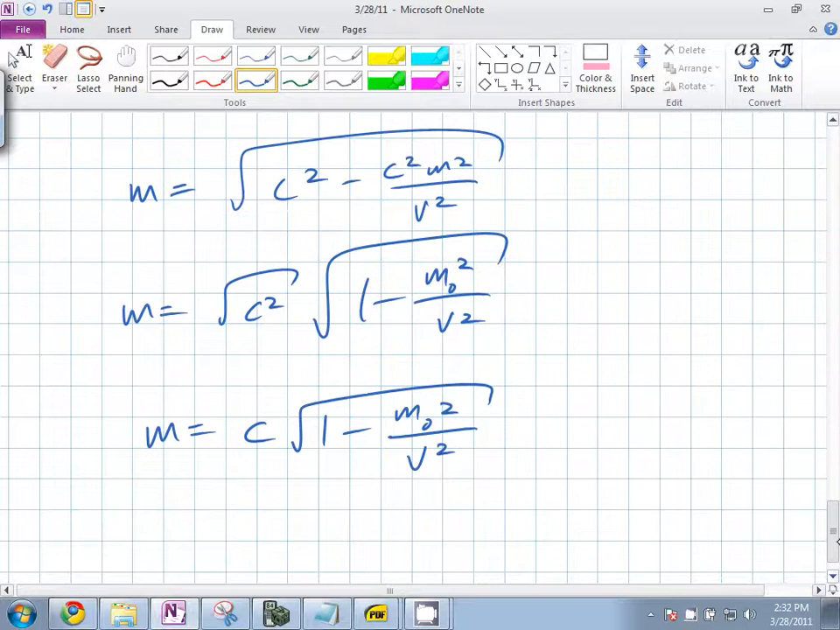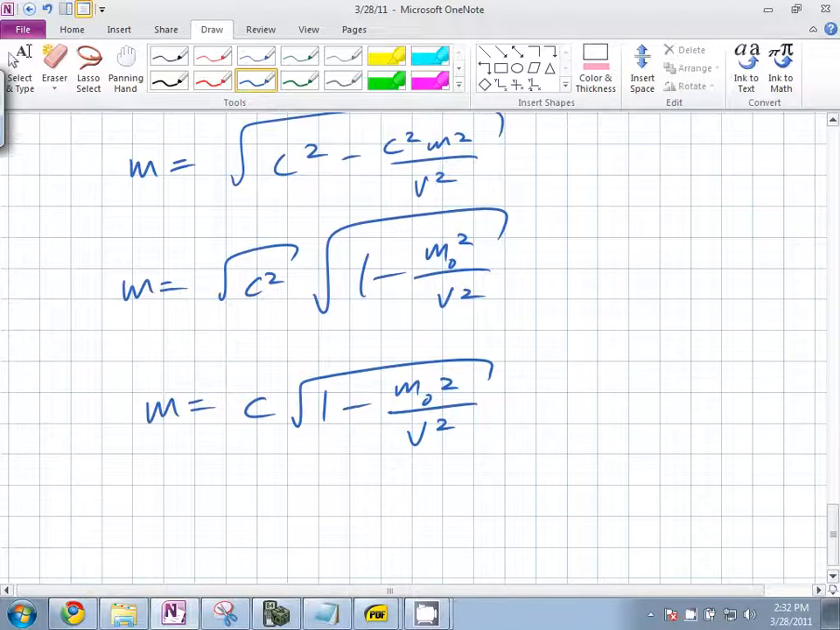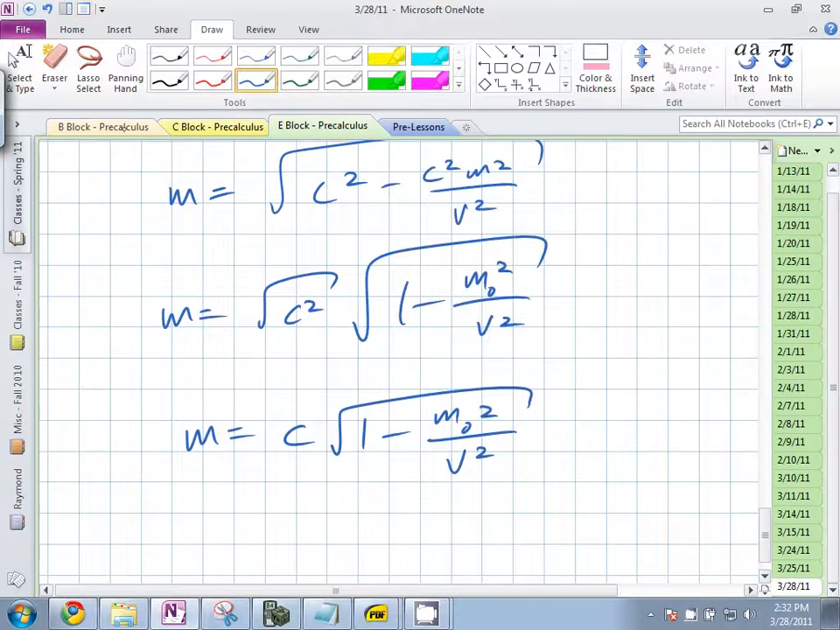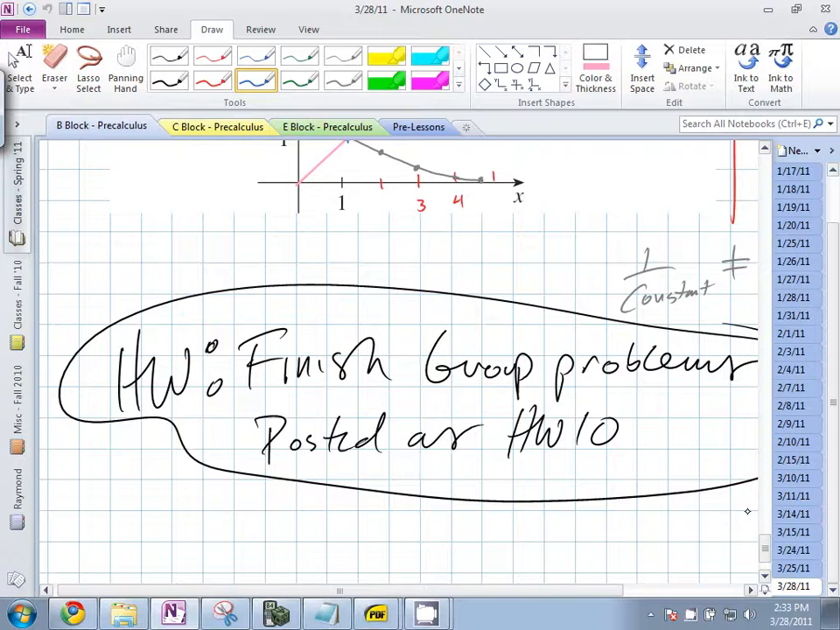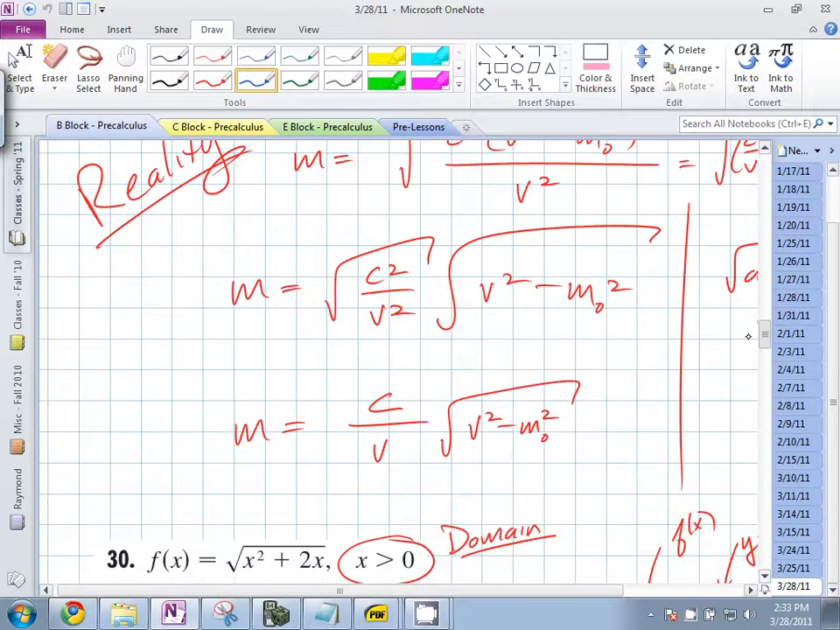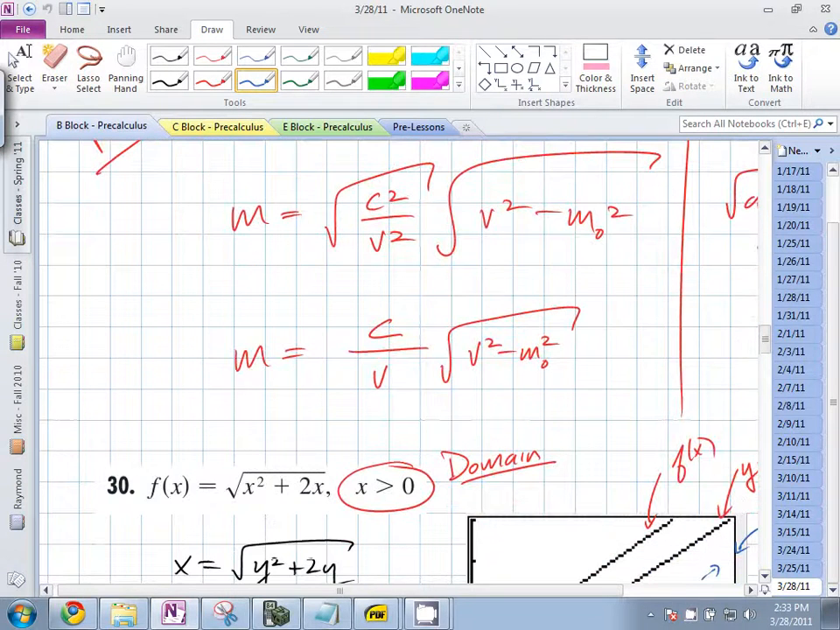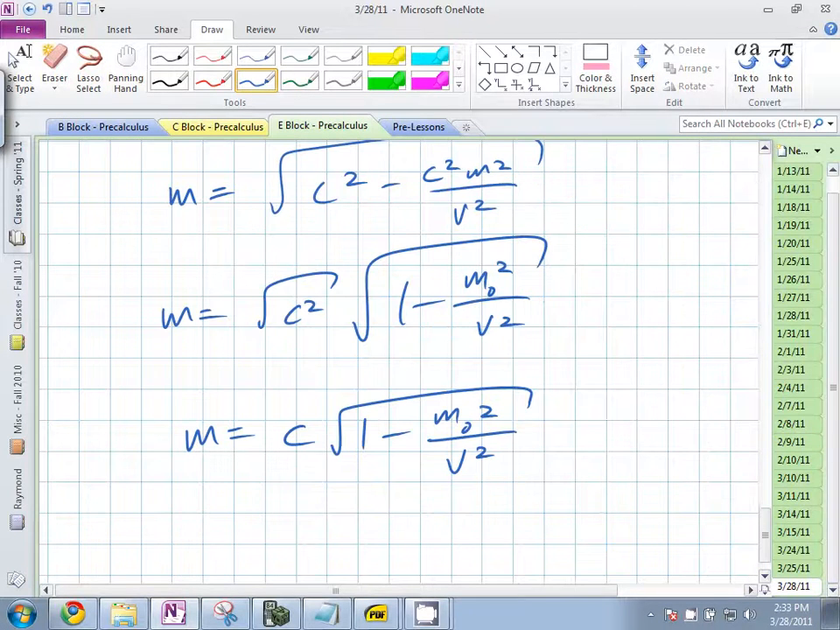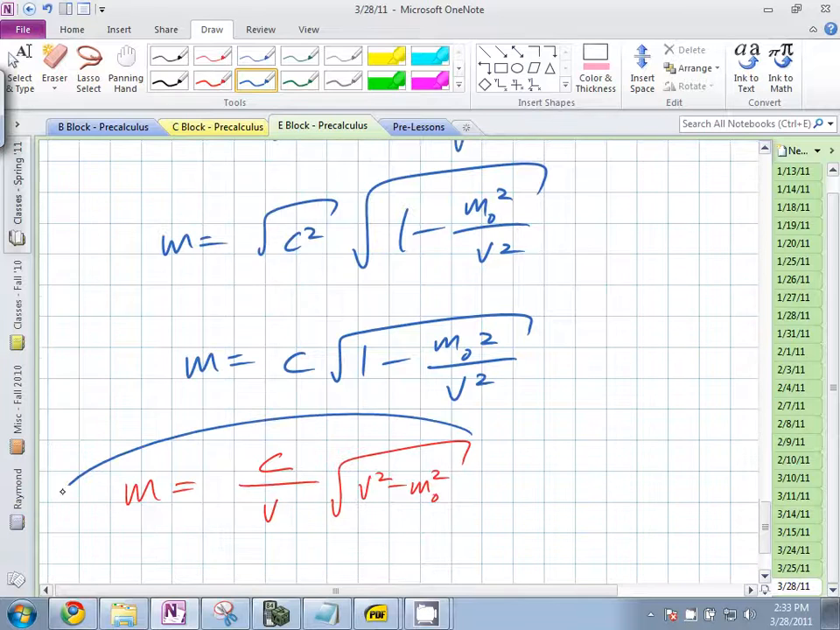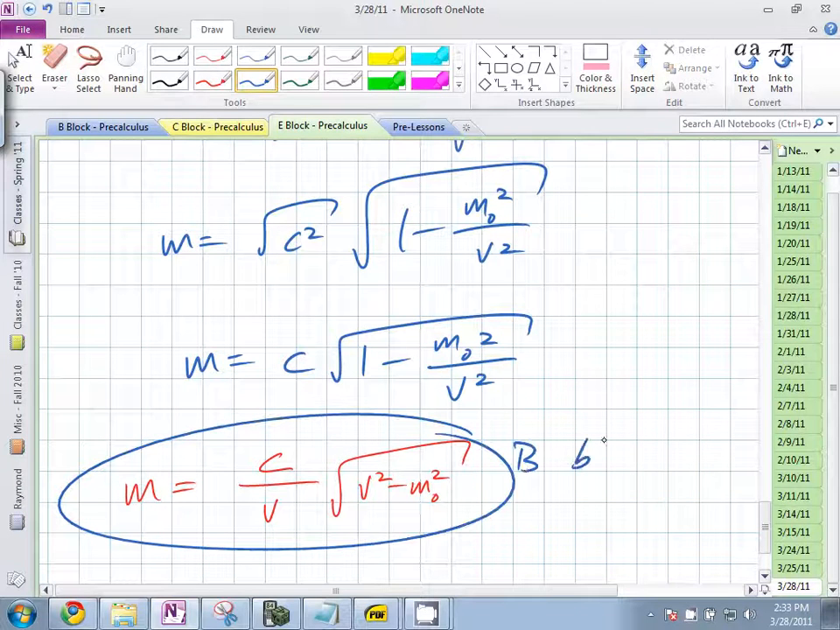Now the other class, let me just check something here. On B block, we wrote it a little differently. And I got a question for you. Did we get the same thing? You sure? Here's what B block got when they simplified it. Is it the same thing? I'm going to pause it here just so you can think about it for a second.